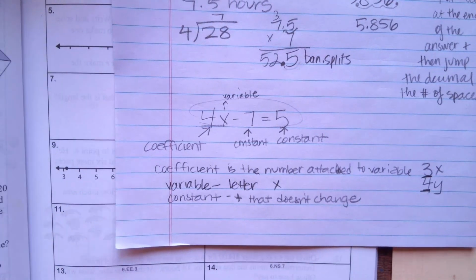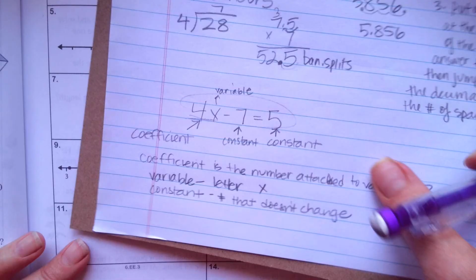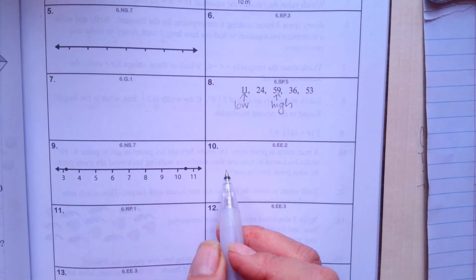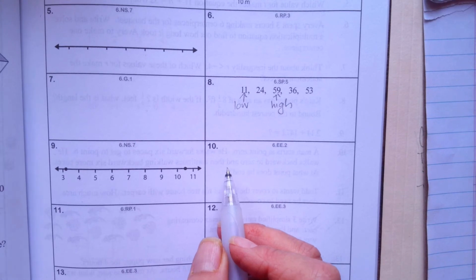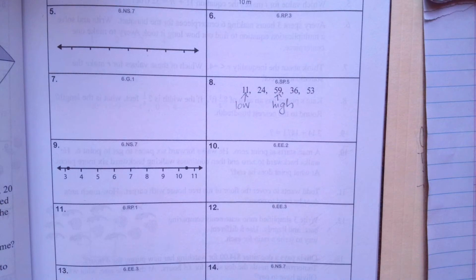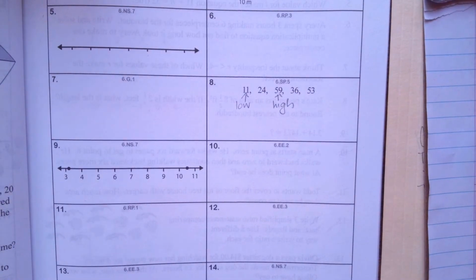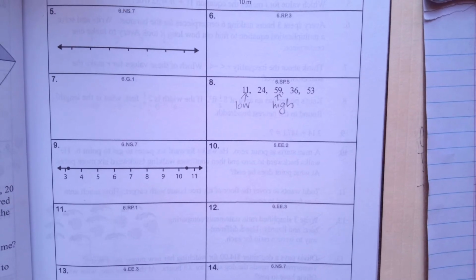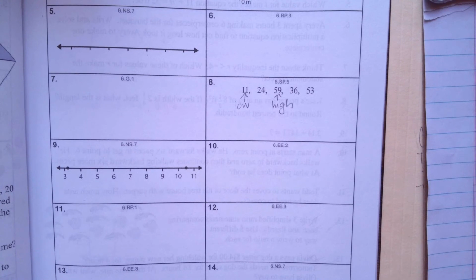Okay, so that is what the variable means. So number 10, the variables in this problem are what? The variables are x. Number 10 though. Oh, number 10. Oh, it's F and D. Yep. So do I just write F and D? Yep. Okay.